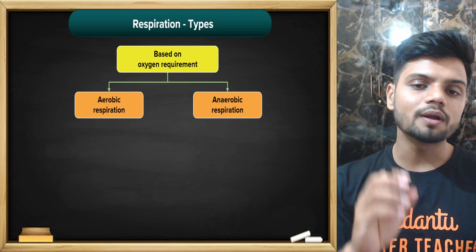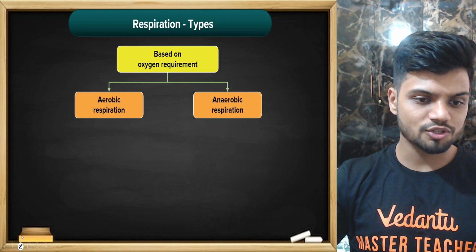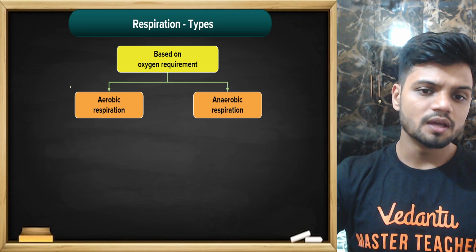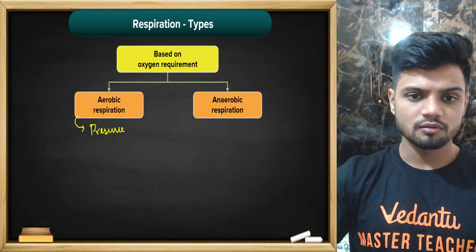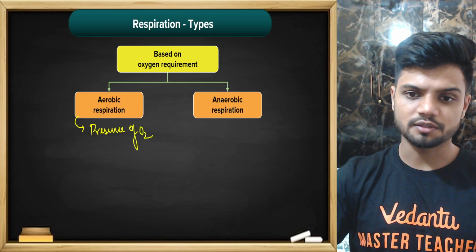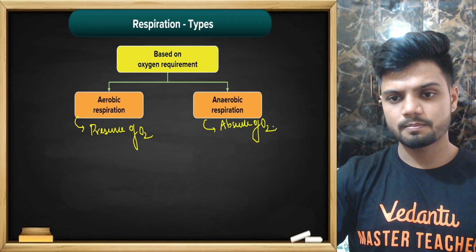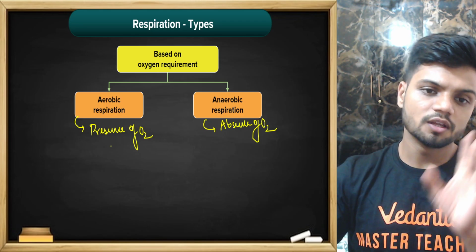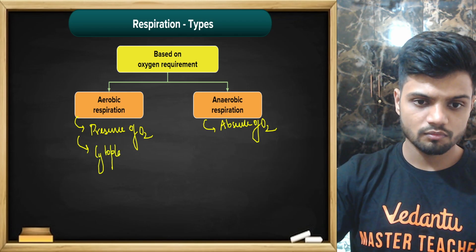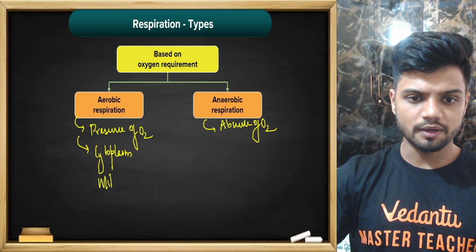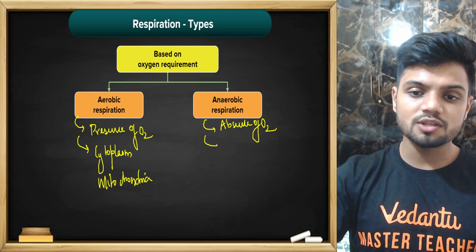But is there only one type? No. There are two types of reactions mainly: aerobic respiration and anaerobic respiration. What is the simple difference? Aerobic respiration takes place in the presence of oxygen. Anaerobic, absence of oxygen. Very simple difference. First major difference between both of them: aerobic respiration can take place in the cytoplasm and also mitochondria. Anaerobic respiration, only cytoplasm.